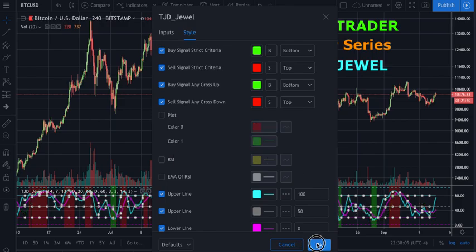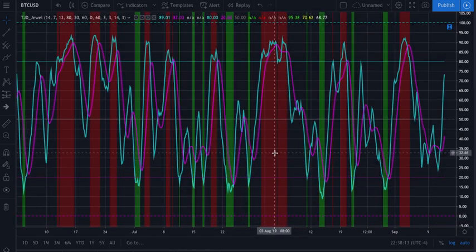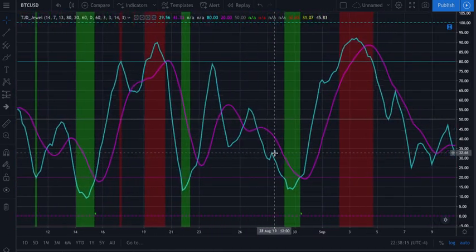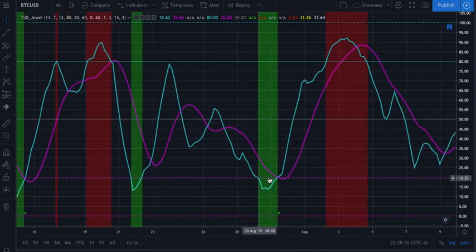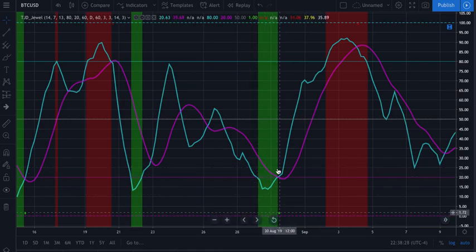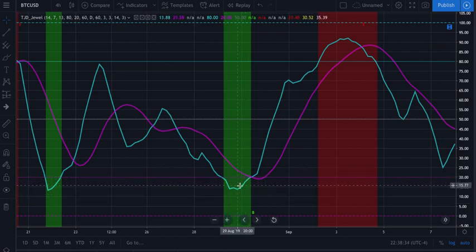Oh, sorry, one too many. Okay, so now what we have down here, and I'm going to make this big, is we've added in the green. Once you get down into that 20 zone, anywhere underneath there, you're going to get the green highlight, and once we get the cross, you'll get the B signal. I call this the accumulation zone, and that's your hard buy or your buy signal.